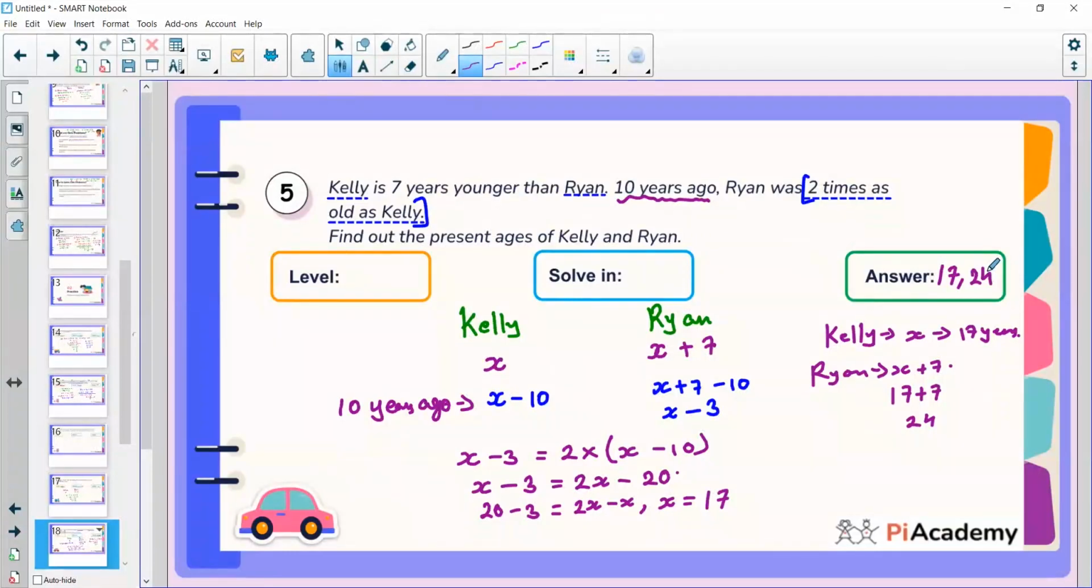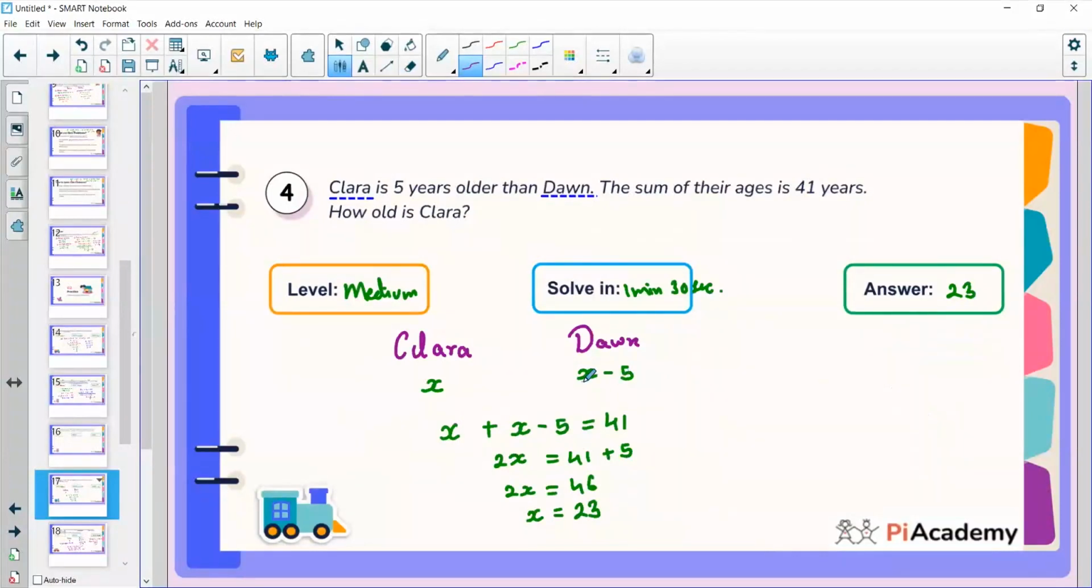Okay. So the previous problem which we learned was pretty simple. That problem was the comparison of ages in the past. Okay. That problem had the comparison of ages currently. As you see over here, it's current age, x and x minus pi, this is the comparison, and the sum is given. That helped us to write the equation.